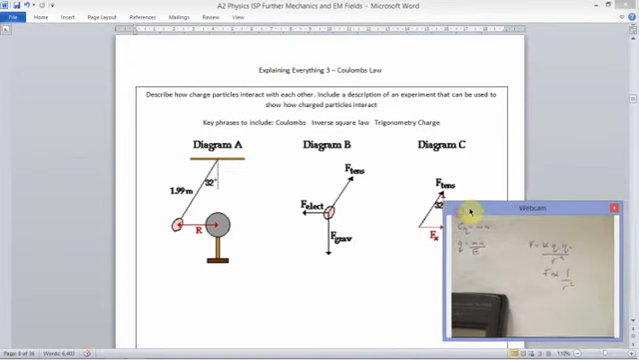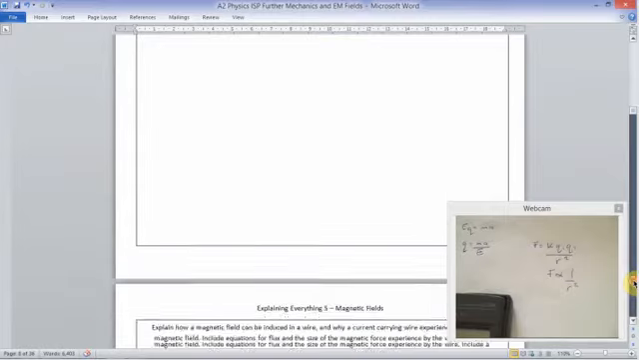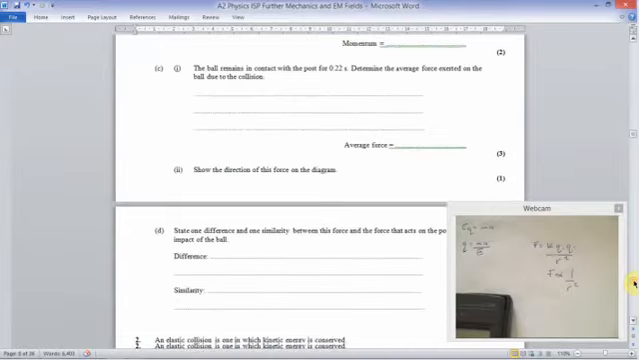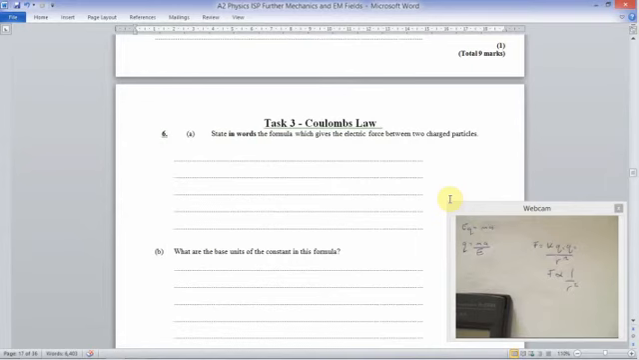Right. So let's get stuck into the questions. So hopefully you've included all of that in your explaining everything. Straight to the questions. So I think it starts in question 6. Just double check. Yeah, there we go. State in words the formula which gives the electric force between two charged particles.